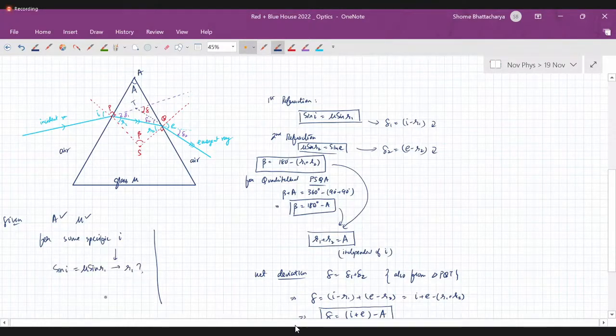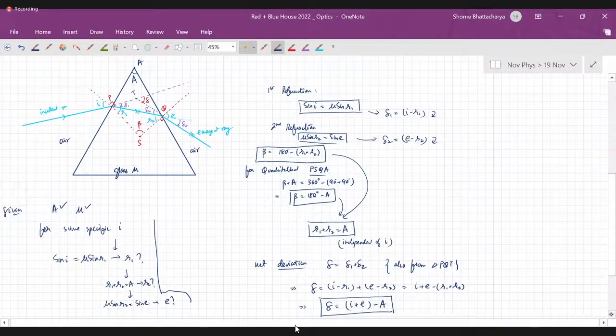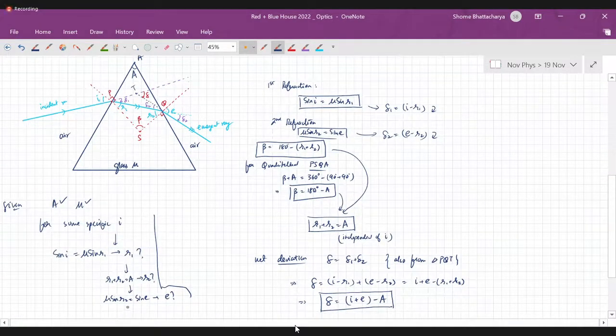Then use the relation that R1 plus R2 is equal to A. From this we find R2. Then again use Snell's law that mu sine R2 is equal to sine E. From this we find the angle of emergence. And then finally from that we find the angle of deviation. So this is the process.